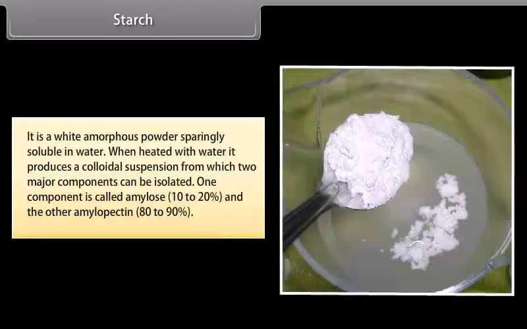Starch. It is a white amorphous powder, sparingly soluble in water. When heated with water, it produces a colloidal suspension from which two major components can be isolated. One component is called amylose and the other amylopectin.